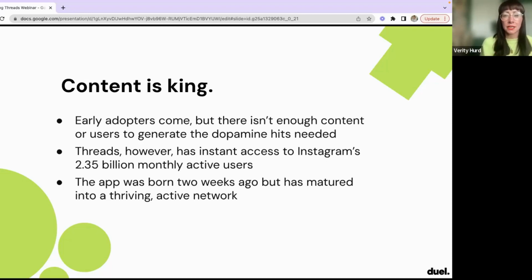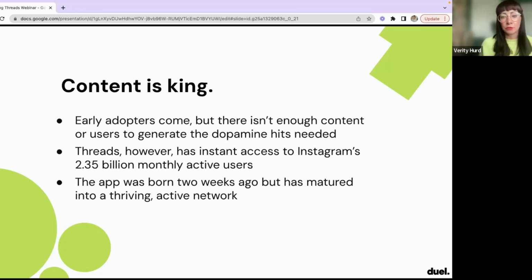But Threads has instant access to Instagram's 2.35 billion monthly active users. And the app was literally born 2 weeks ago, as we all know, and it's already a thriving active network. So even though engagement and some retention has dropped, the early growth has been completely off the charts. And even now, we're still seeing tens of millions of people come back to it daily.